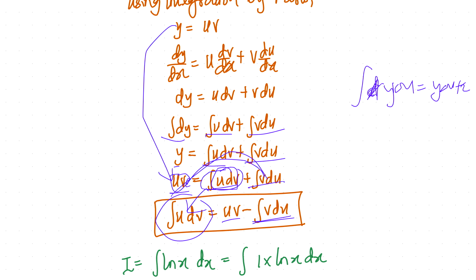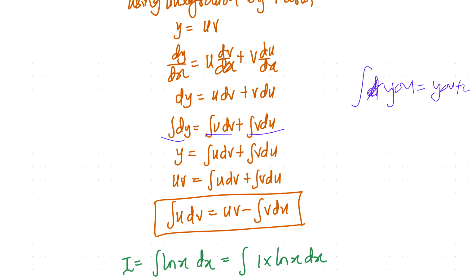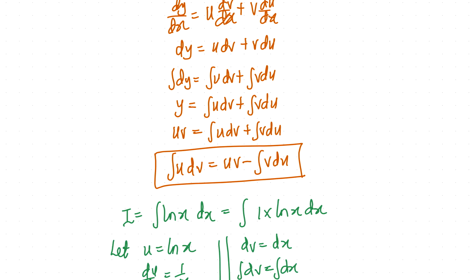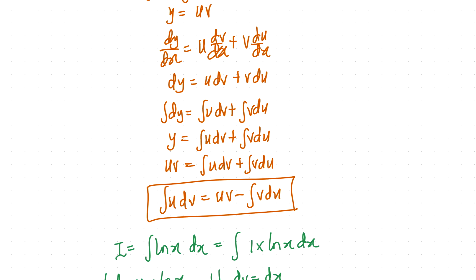To evaluate the integral of ln x, we are going to use integration by parts, right? And this is how it goes. To explain this expression, whenever you have to use this formula, from the expression itself, you should be able to isolate a part which is u, and another part which is dv. And then once you isolate u and dv, from there you can get uv and the integral of v du.